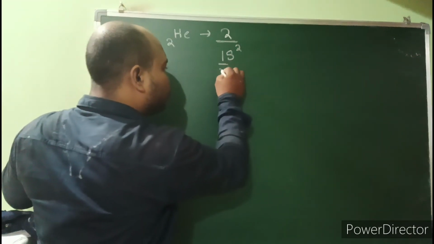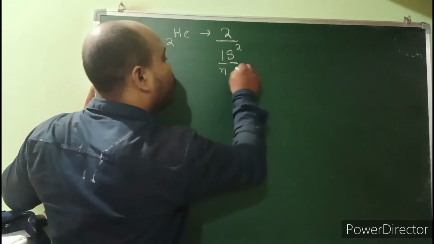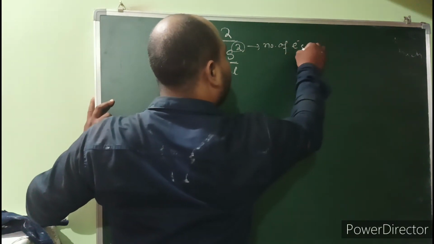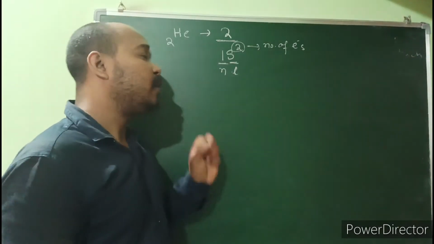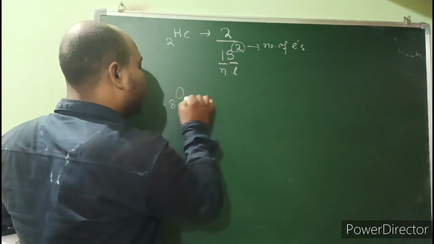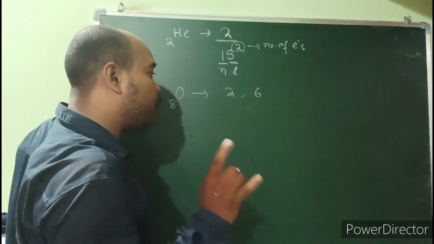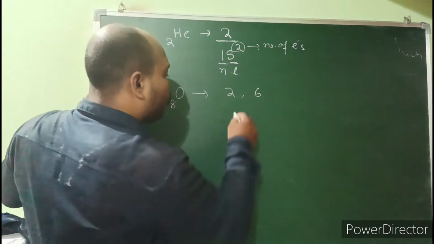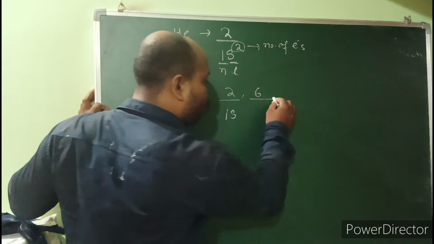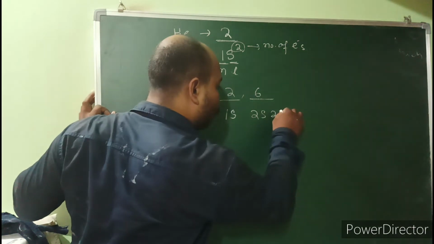1 denotes the cell number, s denotes the subcell or azimuthal quantum number, and this superscript is the number of electrons present in that cell or subcell. Now consider I am writing oxygen, that is 8. Previously we would write 2, 6. Now for the first cell we have one subcell, 1s. For the second cell we have 2 subcells, that is 2s and 2p.